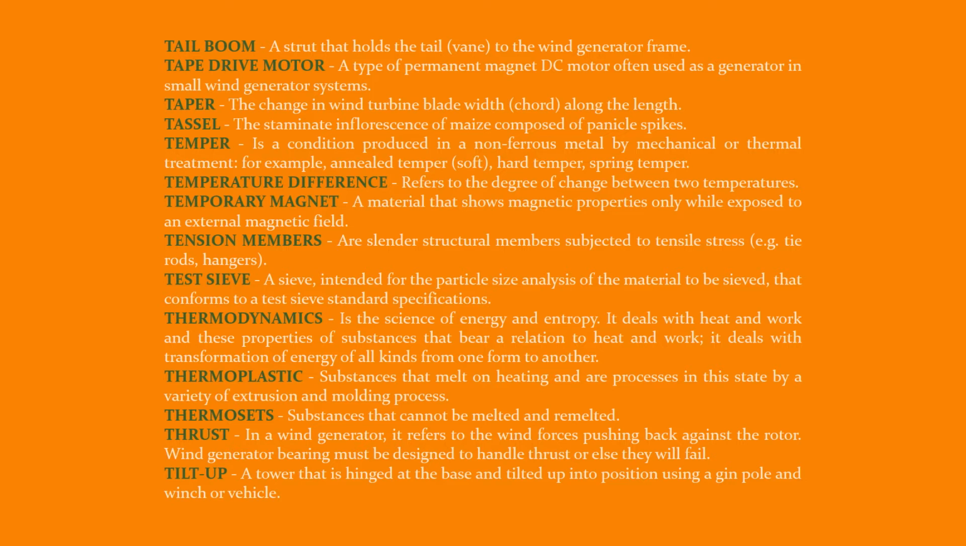Taper. The change in wind turbine blade width, or chord, along the length. Tassel. The staminate inflorescence of maize composed of panicle spikes. Temper. Is a condition produced in a non-ferrous metal by mechanical or thermal treatment, for example, annealed temper, soft, hard temper, spring temper. Temperature difference. Refers to the degree of change between two temperatures.